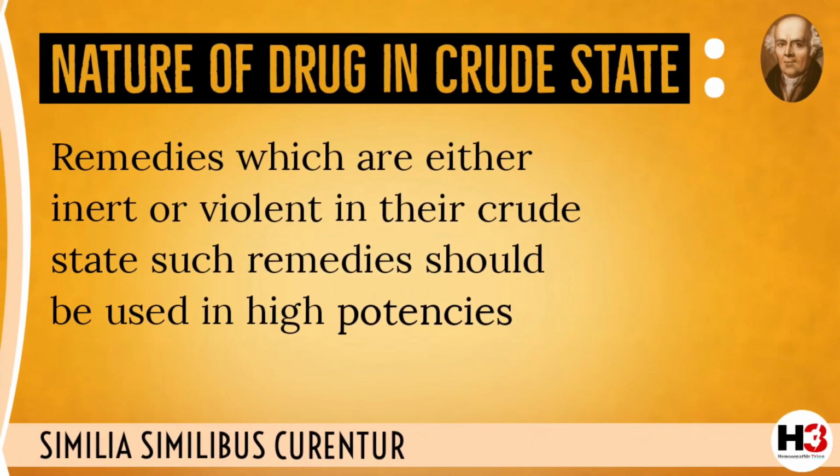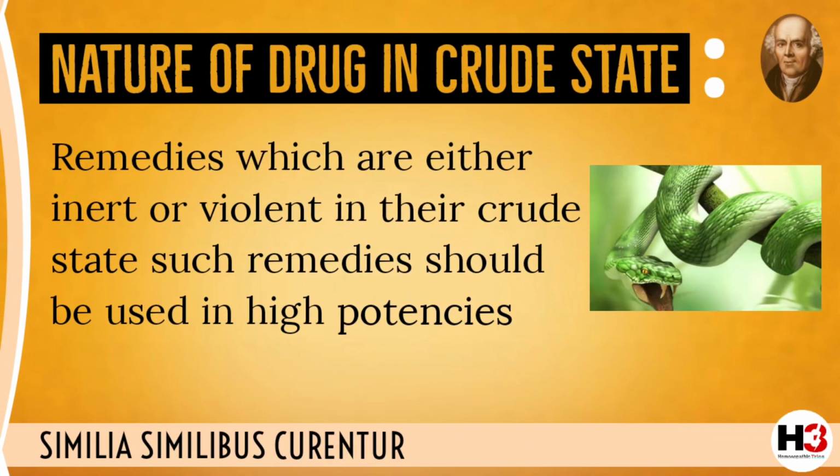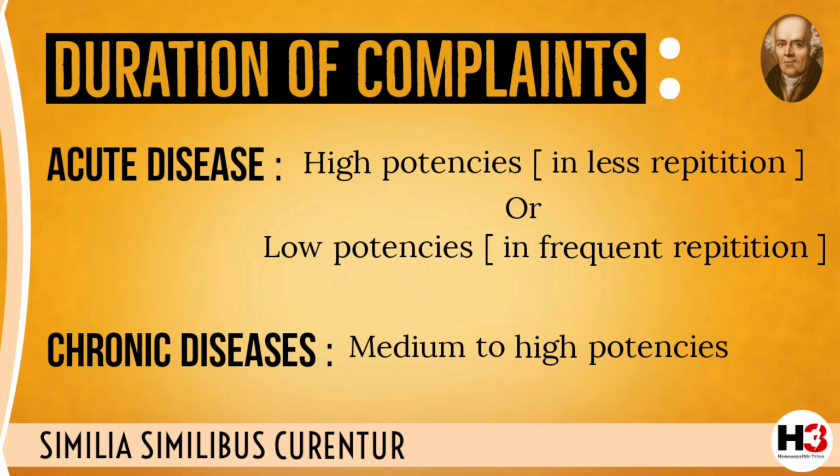And the next important point is the nature of the drug in the crude state. That is, medicines or drugs which are either inert or very violent in their action in the crude state, for example Lachesis, should be used in high potencies. And the last point is the duration of the complaints. If the diseases are of acute type, then it is advisable to use higher potencies, and in chronic types of diseases, we can use higher or lower potencies.